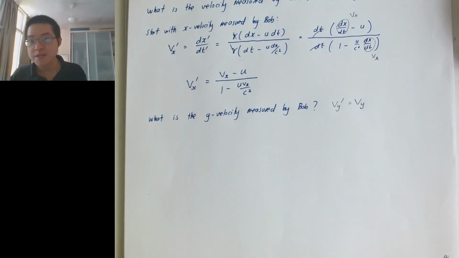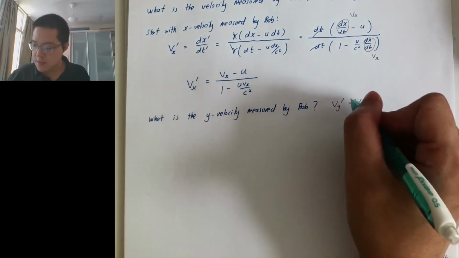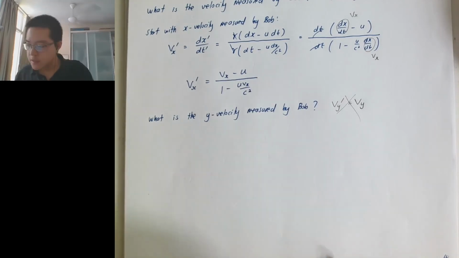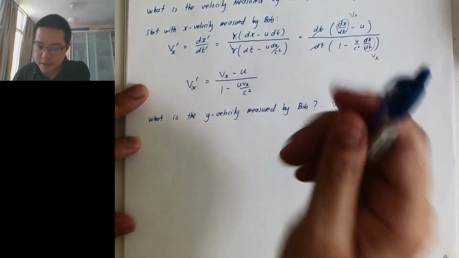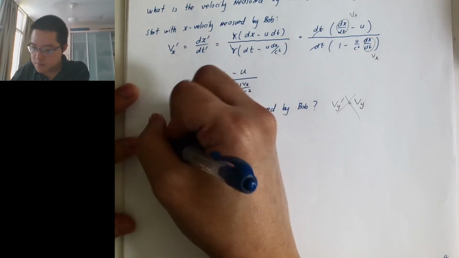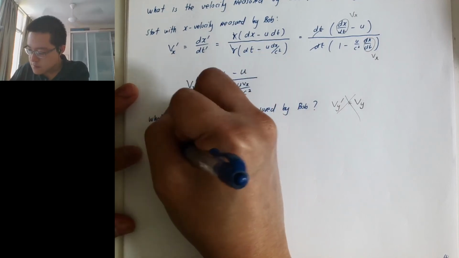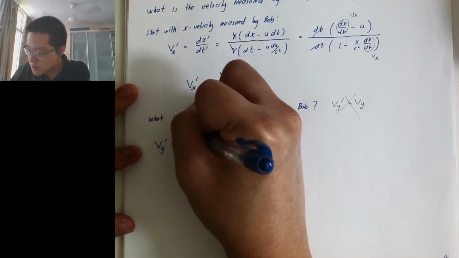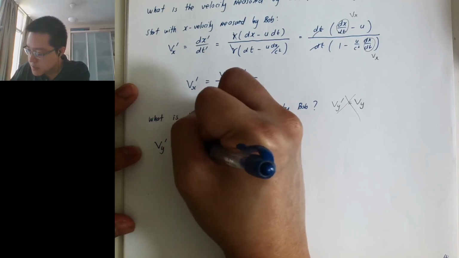It will not be the same. Okay, so it will not be the same. So let us see why. Because the velocity of y measured by Bob, using Bob's coordinate system, is dy prime dt prime.